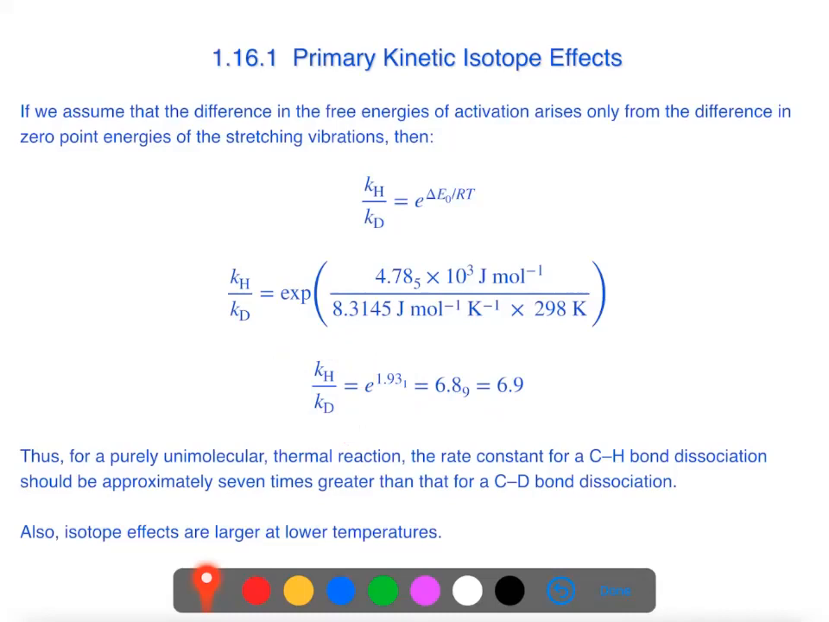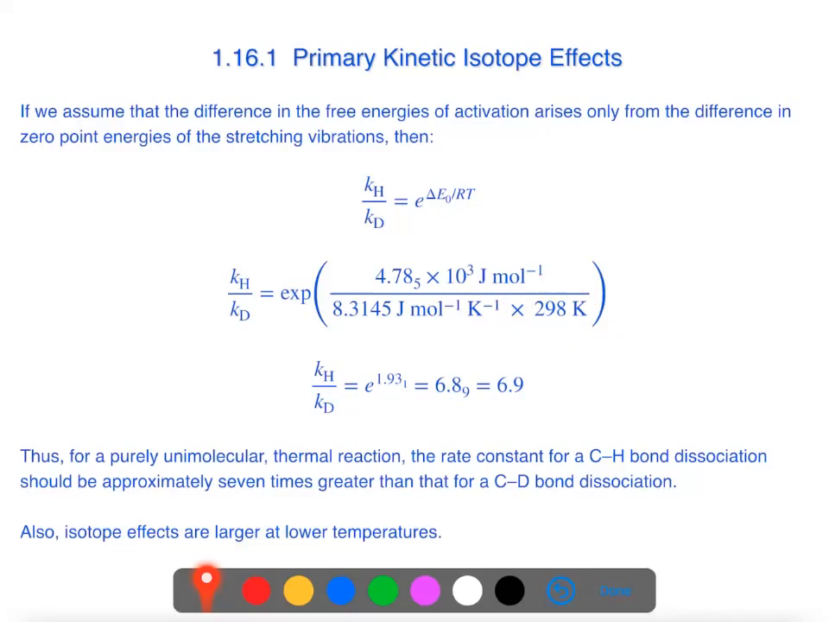So what this tells us is for a purely unimolecular thermal reaction, the rate constant of a CH bond dissociation should be approximately 7 times greater than that of a CD bond dissociation. This difference is significant, and so this would imply that this particular CH-CD bond is a part of the rate determining step in this reaction mechanism.